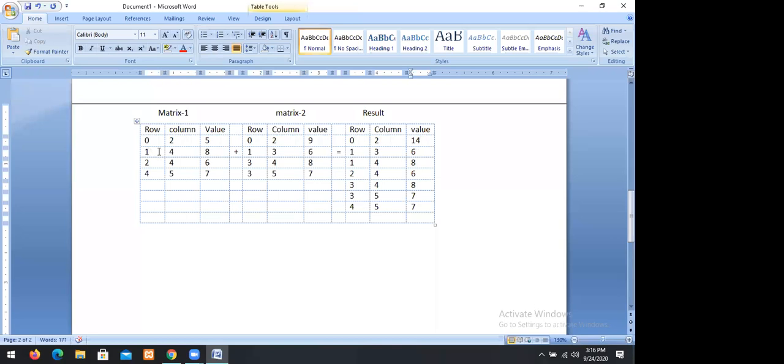First row, fourth column 8. First row, third column 6. Both rows are equal, but columns are not equal.